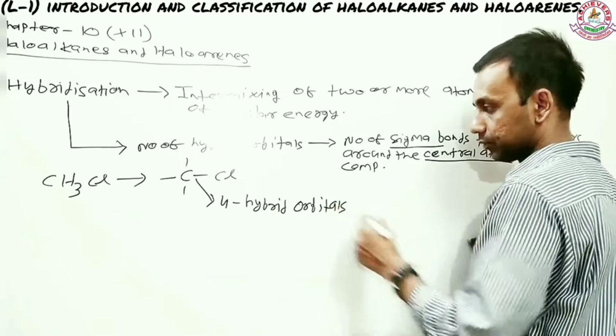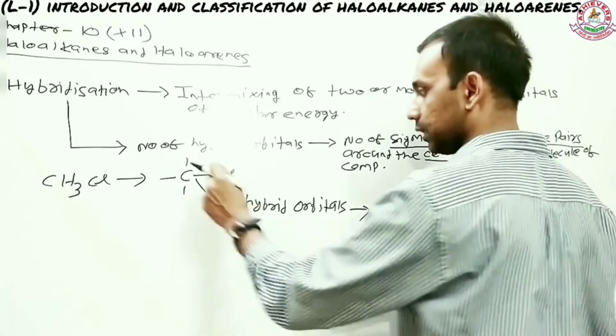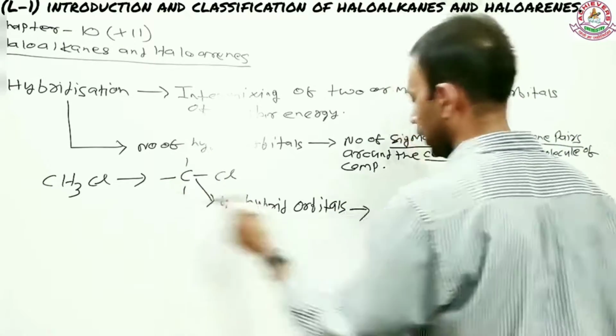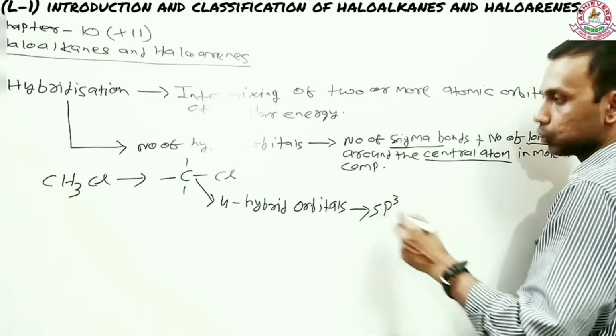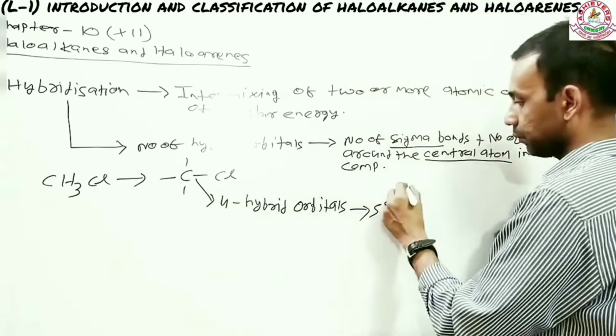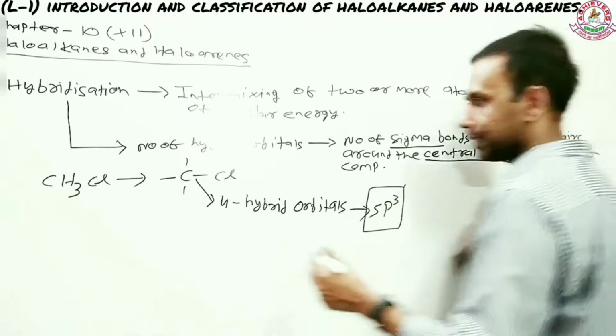4 hybrid orbitals, because there are 4 sigma bonds: 1, 2, 3, 4, and 4 hybrid orbitals. They start with s. The next 3 is going to be p3. So this molecule has a hybridization of sp3. Right? Let's take another example.